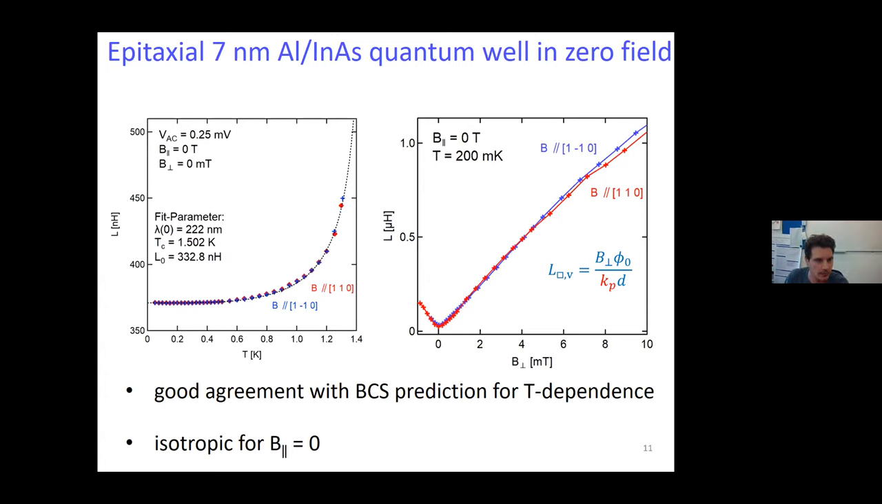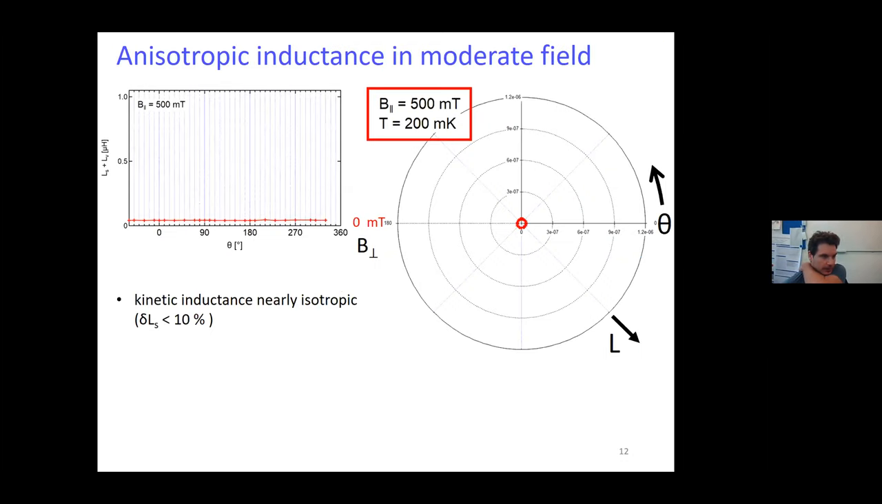And with that in mind, we wanted to see what happened if we break the isotropy by applying an in-plane field and rotate it in a full circle. So we applied a moderate field of half a Tesla and measured the inductance as a function of the angle, so of the relative orientation of the field with respect to the crystal axis. And what we saw is that if we don't have a perpendicular field, so no vortices, we measure the pure kinetic inductance. This is nearly isotropic. You can see a polar plot of that. We only have a variation of below 10%.